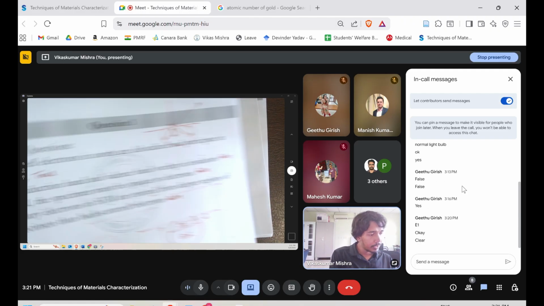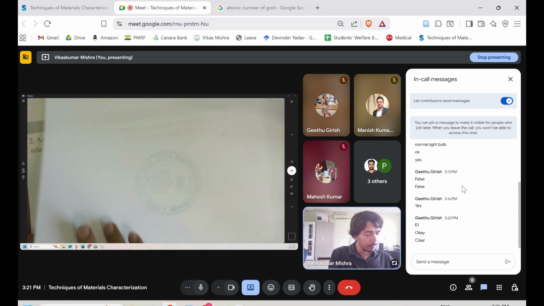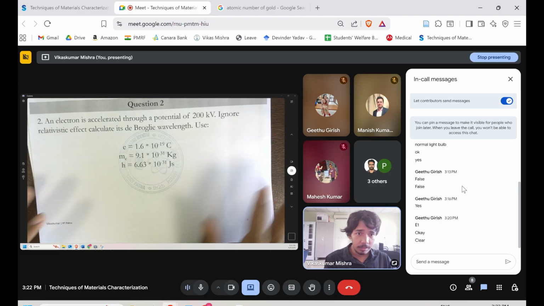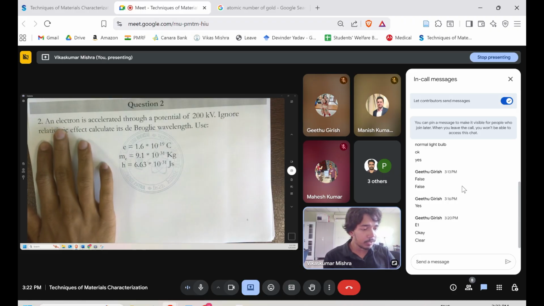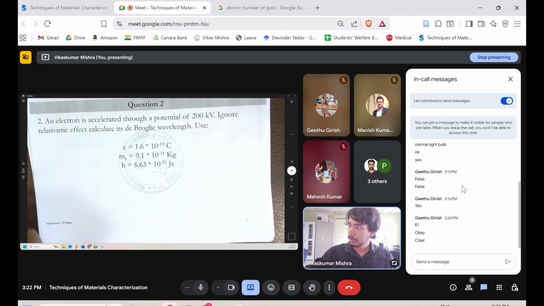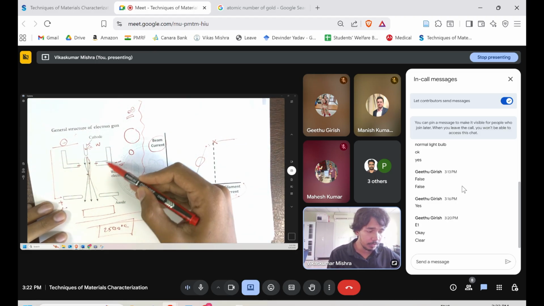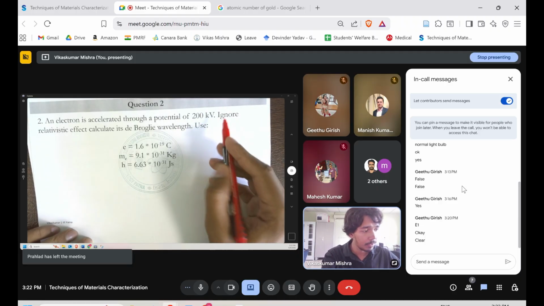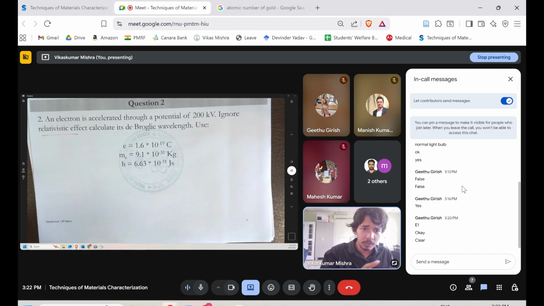Let's move ahead to the next question, question number 2. In the assignment, you will find one question something like this. Again, the values are changed, but the concept will remain the same. An electron is accelerated through a potential. We talked about accelerating the electron by the application of the voltage. How much is the voltage applied? 200 kV. Ignore the relativistic effect. When we talk about a charged particle, the mass keeps changing with respect to the speed, so we would have to take it into account. The question has made it easy for us: let's ignore that part.